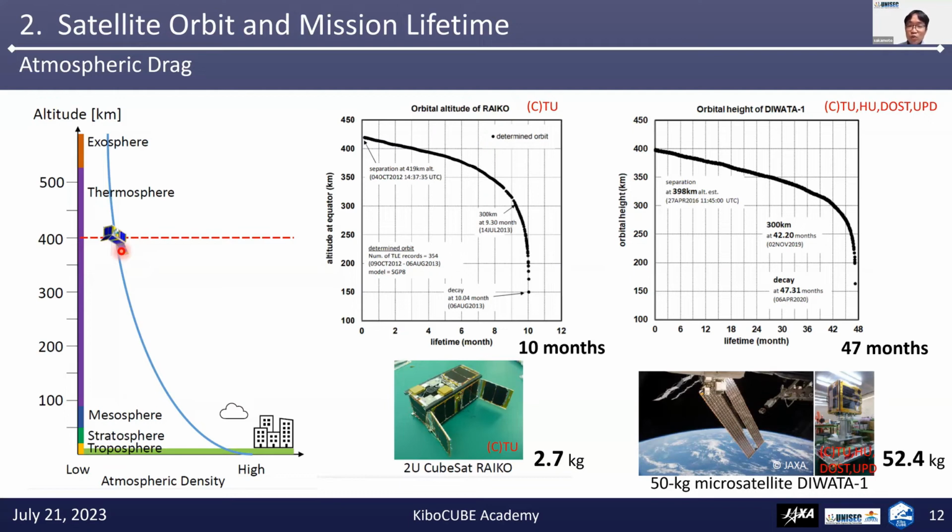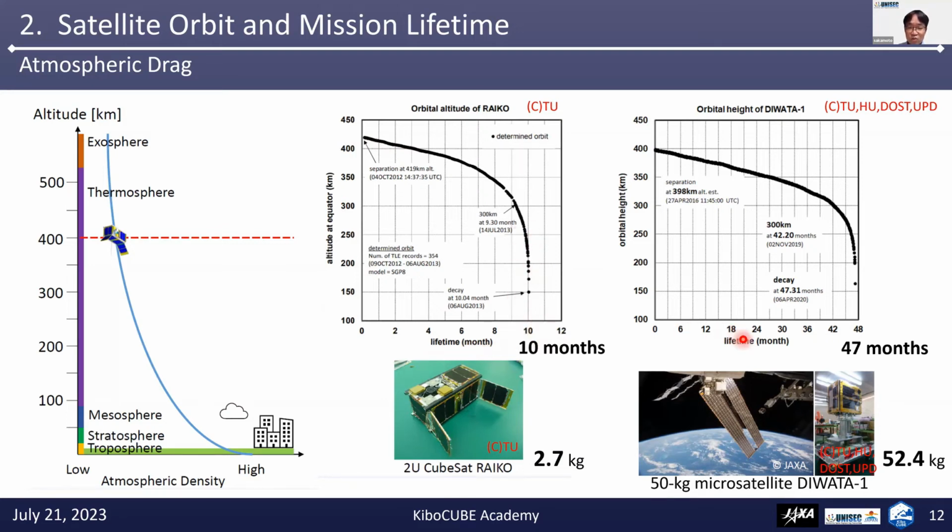One example is a 2-unit CubeSat. This was deployed in 2012, already 10 years ago, and the weight was 2.7 kilograms. This year, actually, the atmospheric drag was stronger than usual, and the total lifetime was, this is the kilometer, this is the month, it was finished in 10 months.